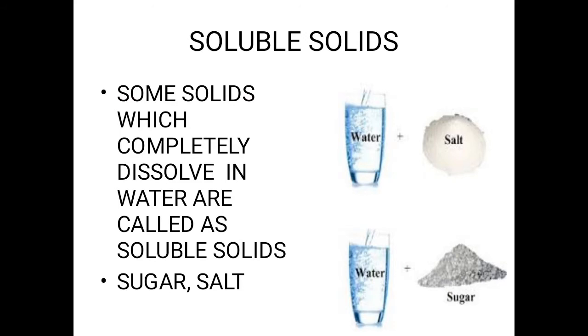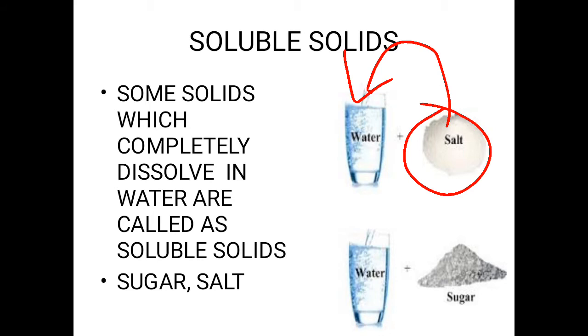Now, soluble solids. Soluble solids are those solids which are completely dissolved in water, such as salt. When we add salt in water and we mix it, the salt disappears in water, meaning the salt is dissolved in water. But when we see the sugar, when we mix sugar in water, again the sugar is completely dissolved in water. So the salt and sugar both are soluble solids.